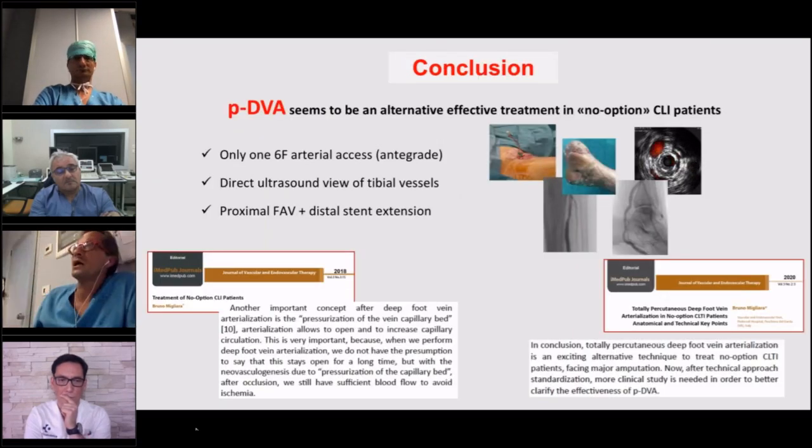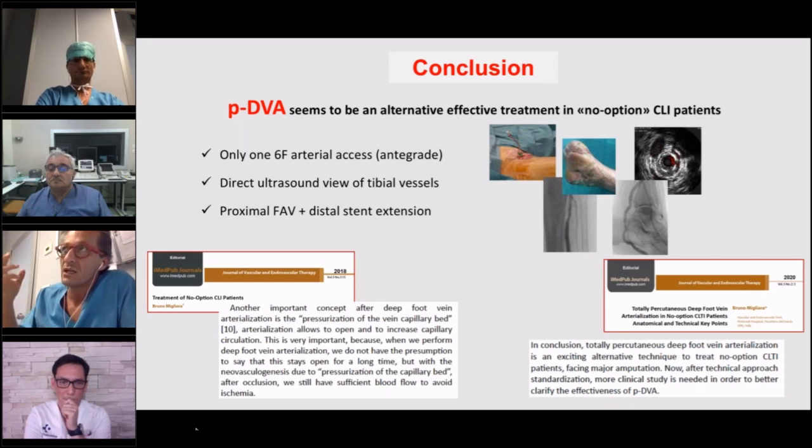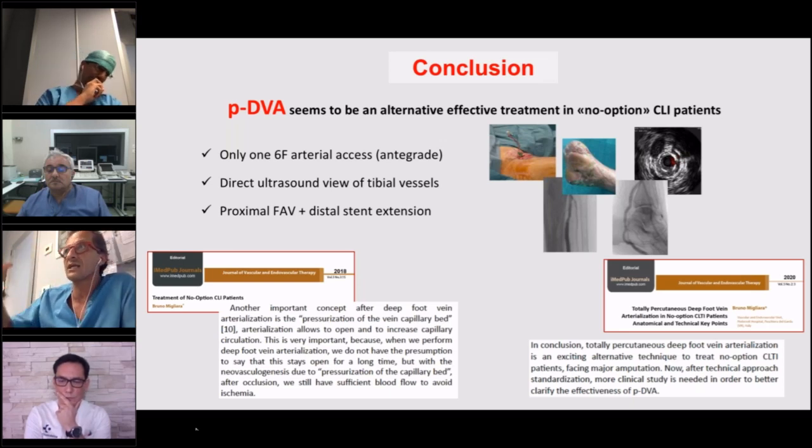Then, in conclusion, the advantages of the PIPER technique are that, first of all, it's possible to perform all the procedure with only one antegrade 6 French sheath into the common femoral artery, thus avoiding a distal puncture in a tibial vessel, in an ischemic and eventually infected area. And second, we have a direct ultrasound view of the vessel, and then we can choose the best vein to arterialize, the best site where to create the arterialization.